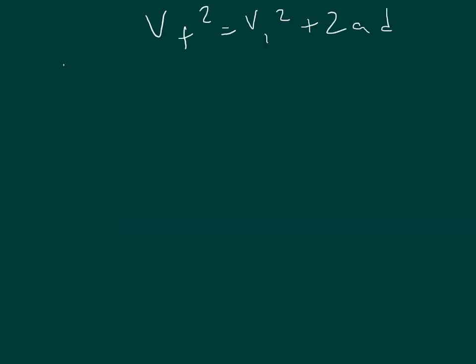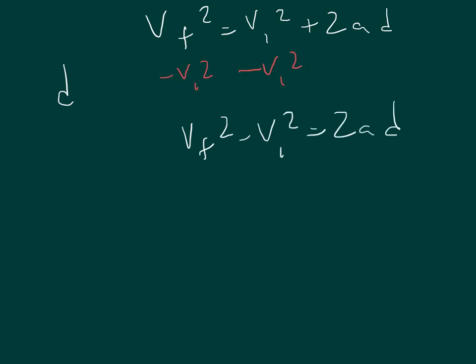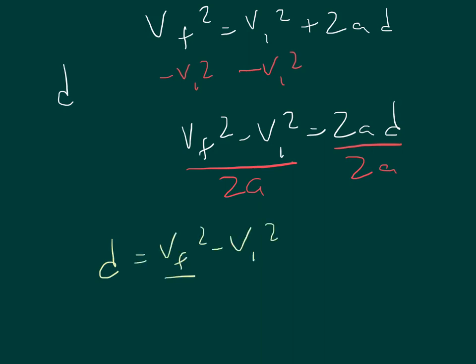Let's go with the last arrangement, solving for displacement. It's going to look very similar to what we just did. So I'm going to start with subtracting VI squared from both sides. So that leaves me with VF squared minus VI squared is equal to 2AD. And in this case, I'm going to divide by 2A. And I'm going to be left with D is equal to VF squared minus VI squared over 2A. And the units for that are going to be meters.